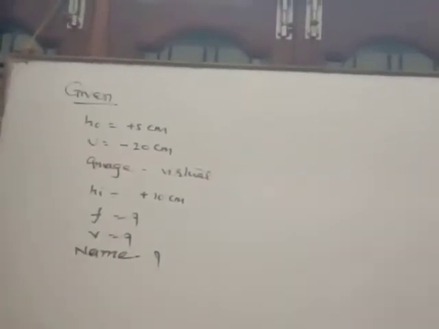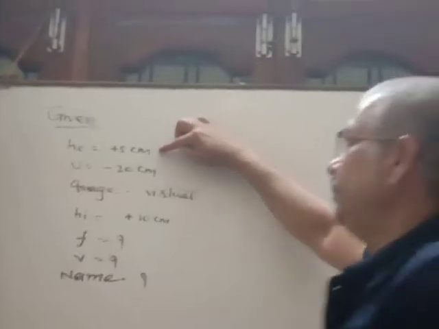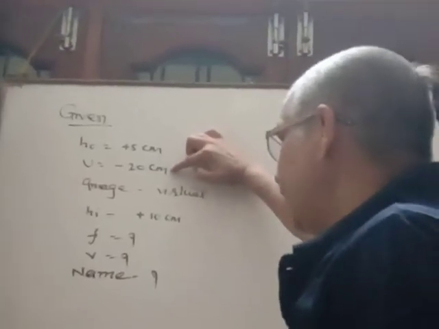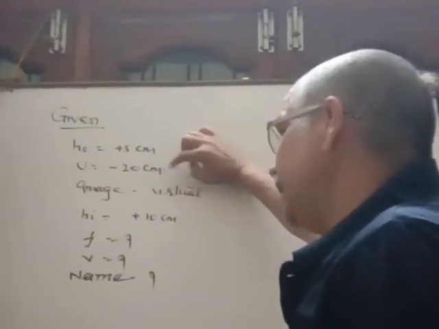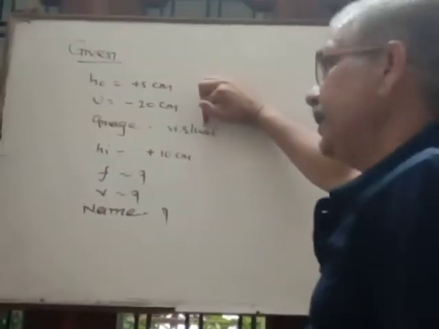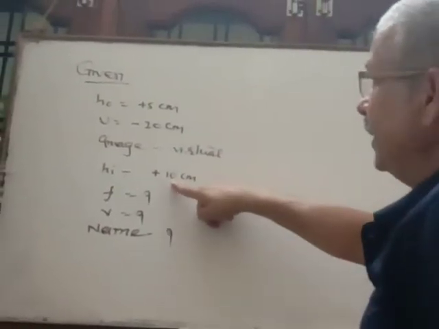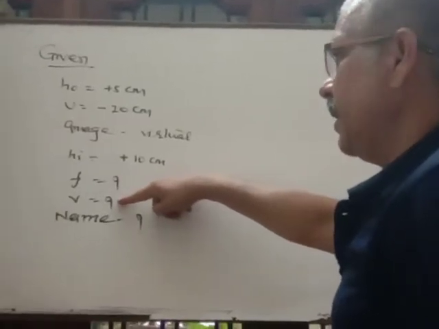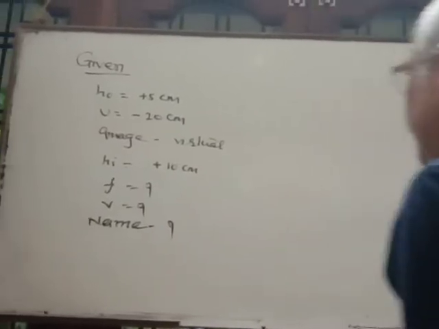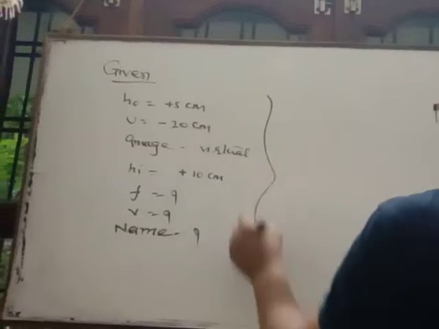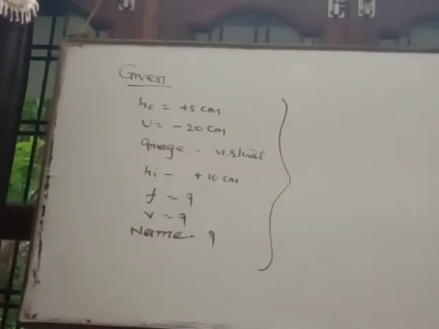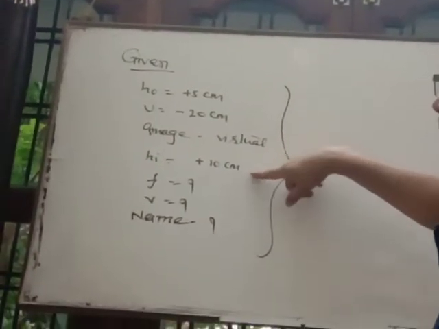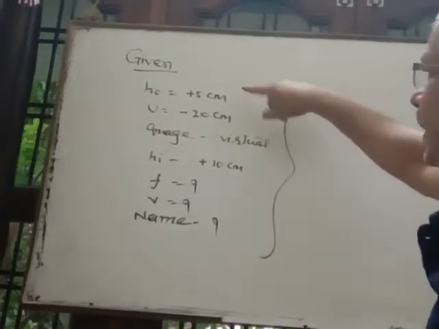Okay. Height of object 5 centimeter. Distance of object minus 20 centimeter. Image is virtual, so it is erect. So height of image 10 centimeter. My focal length and distance of image and name of the mirror is to be found. Clear? So let's see. Here height of image and height of object is given.